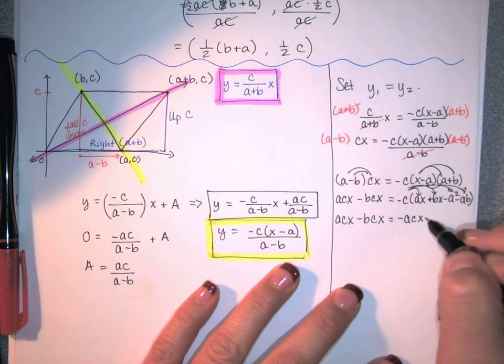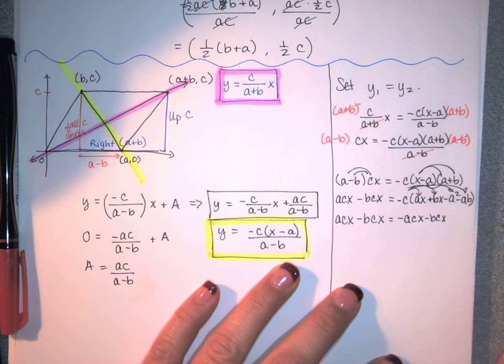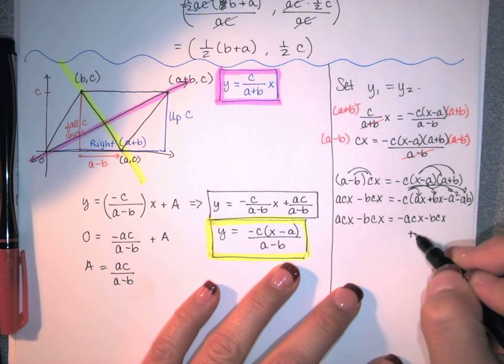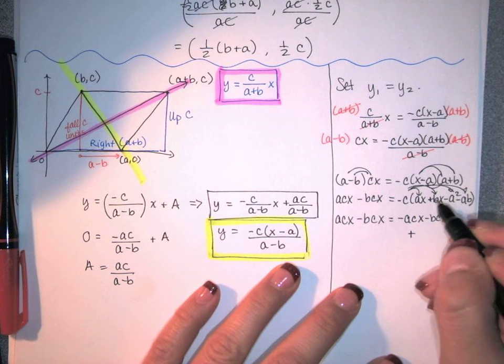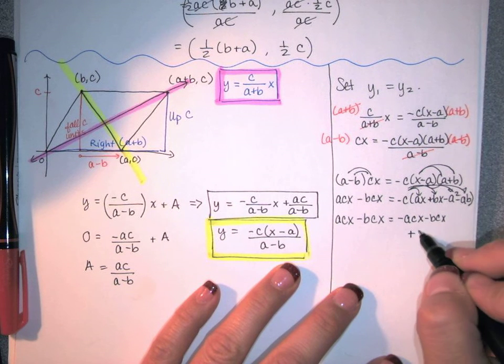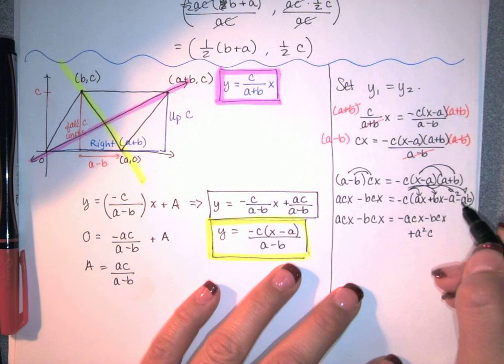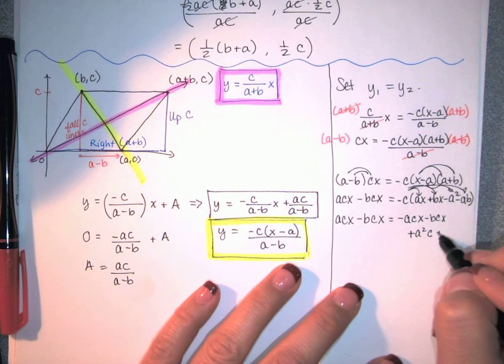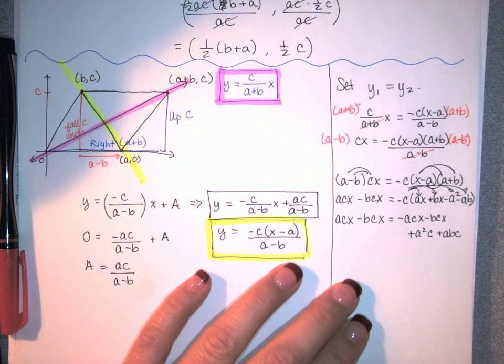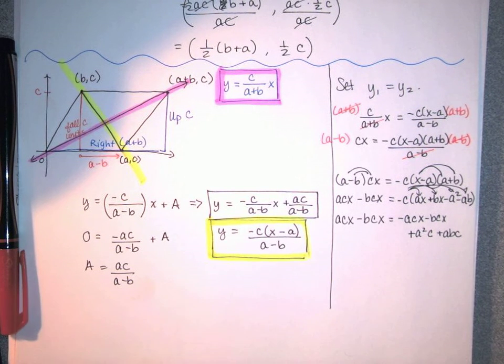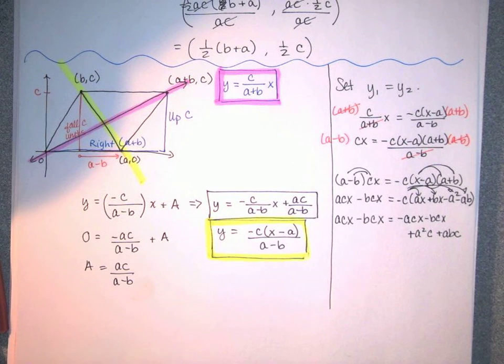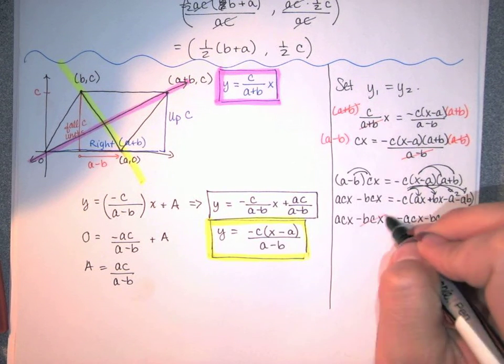So I've got minus bc times x there. I'm running out of space. Next line. Negative a squared times negative c is plus a squared c. Negative ab times negative c is abc. Okay, do I have any cancellations? I do. Let's add bcx to both sides. Bam, those are gone.